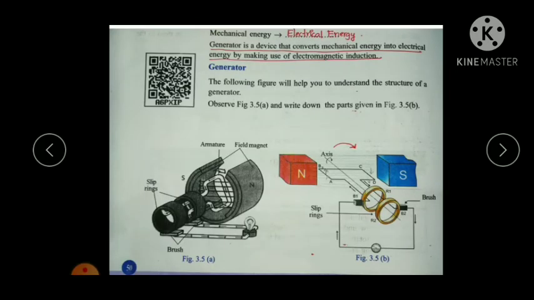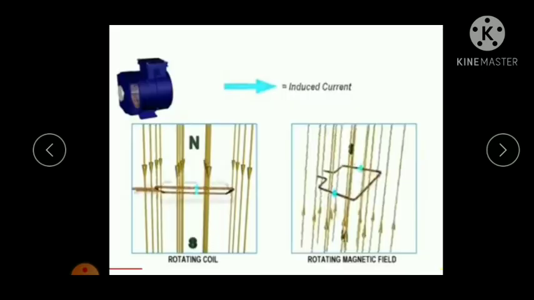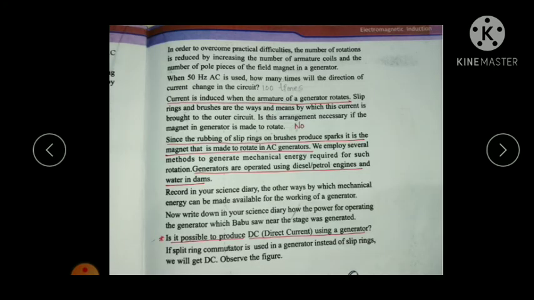So we know that this graphite brush and the slip rings are in contact. So whenever this slip ring rubs on this graphite brush, what happens? A spark will be produced. That is why the magnet is made to rotate in an AC generator.